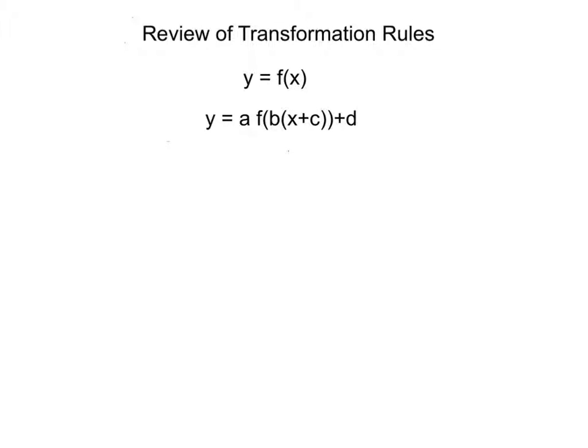So we're going to start reviewing transformation rules. If our original function was y equals f of x, then the function y equals a f of b times the quantity x plus c plus d has been transformed based on what those letters a, b, c, and d each represent. So we're going to talk about what each of those letters represents.